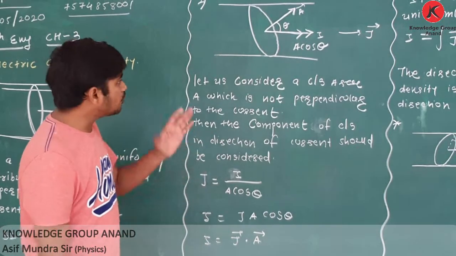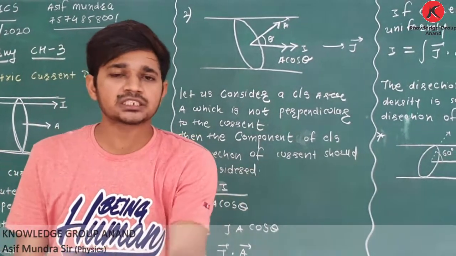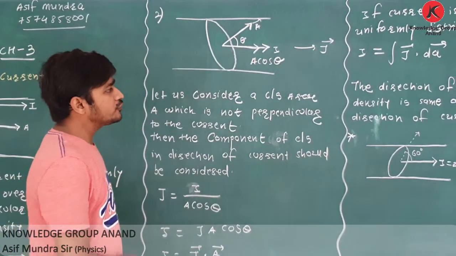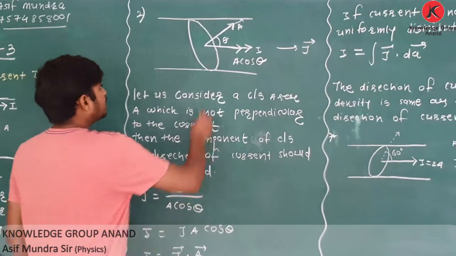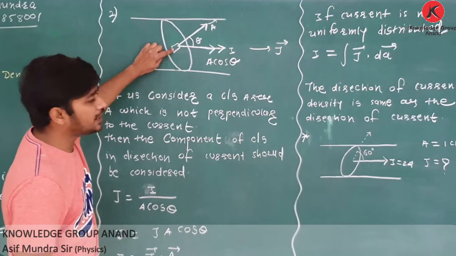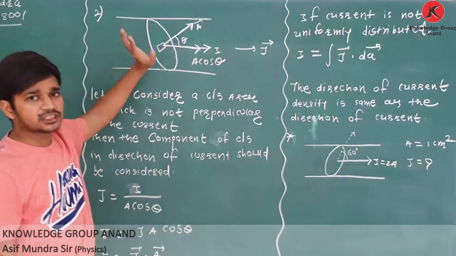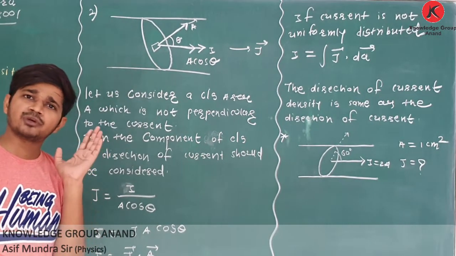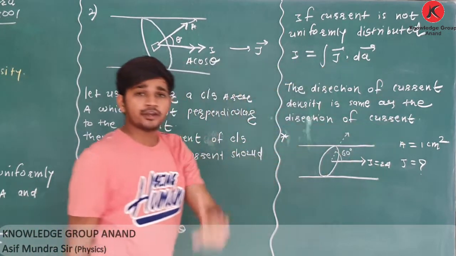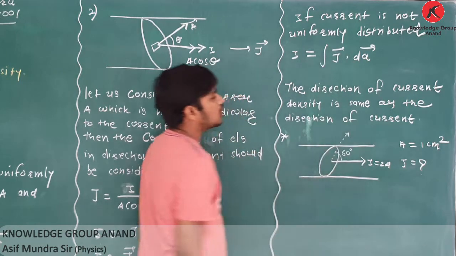Now if from this entire cross-sectional area, current is not uniformly distributed, then what do you have to do? First of all, you have to take elements. Take one very small element of cross-sectional area, find the current flowing from it. Then take another cross-sectional area element, find the current flowing from it. Take another element, find the current flowing from it, and to find the total current, I is equal to integration J dot dA. You have to remember this equation. I is equal to integration J dot dA.